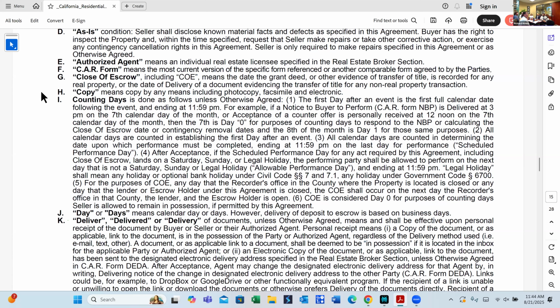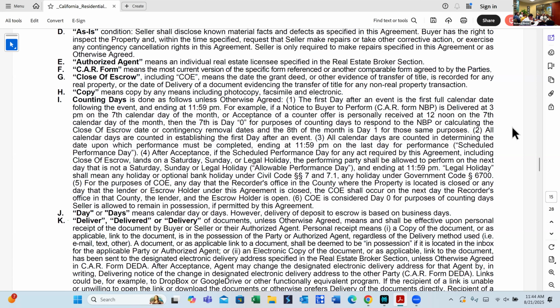And this is very important: counting days. So let's assume the contract was, we submitted an offer, buyer signed, seller signed, and it was delivered back to me as the buyer's agent. So counting days. Today is day 0. Tomorrow's day 1. So we count weekends, we count holidays.